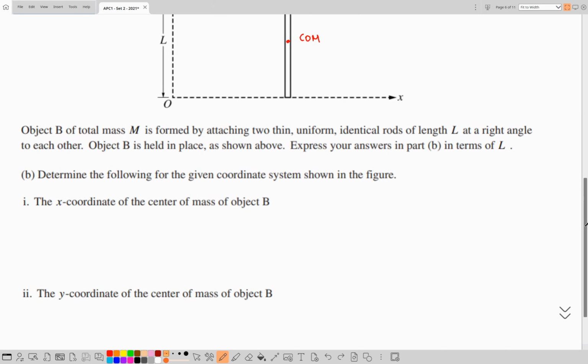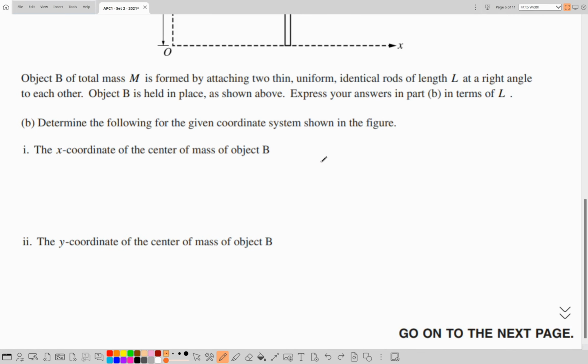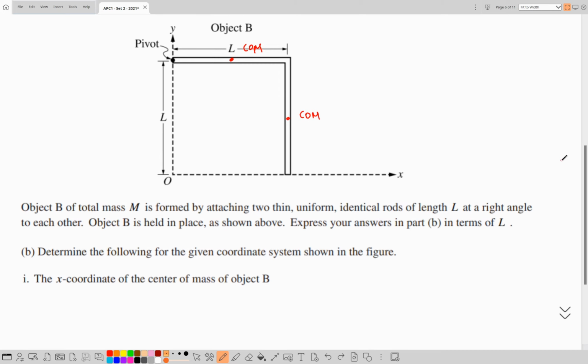Now for part B, determine the following for the given coordinate system in the figure. In part I, the x coordinate of the center of mass of the object B. You know that we have two different ways to determine the position of the center of mass. If we're talking about mass distribution, we need to determine the position using an integral. If we're talking about discrete points, we can use the average mass formula. Here in this case, we can treat object B as two objects, and each object is represented by a point. Let me say this is G1. What are the coordinates of this point with respect to the origin? It is L over 2 and L.